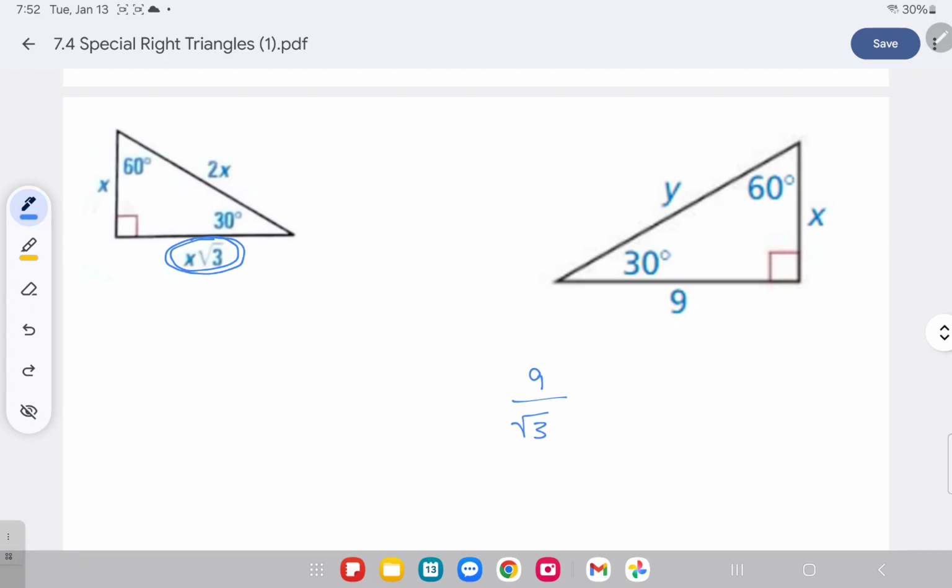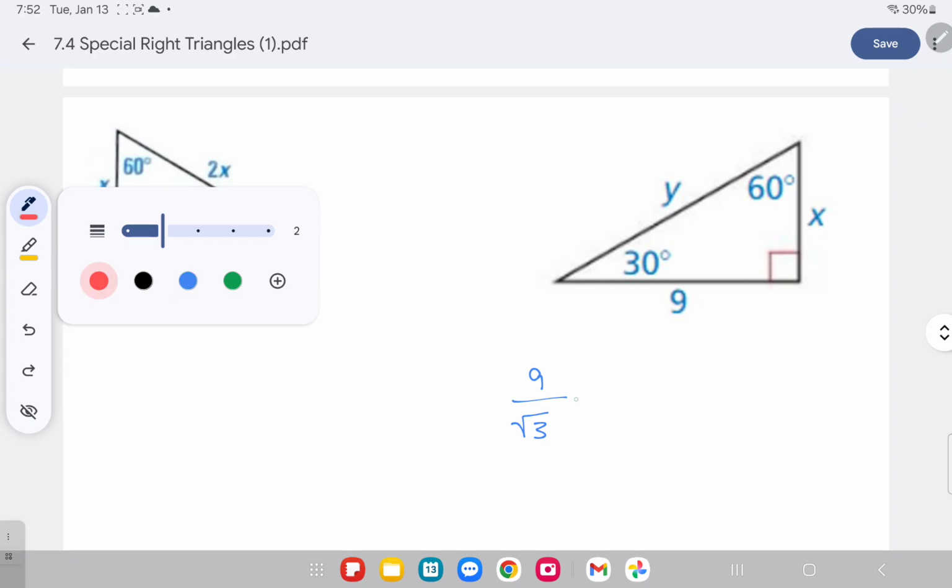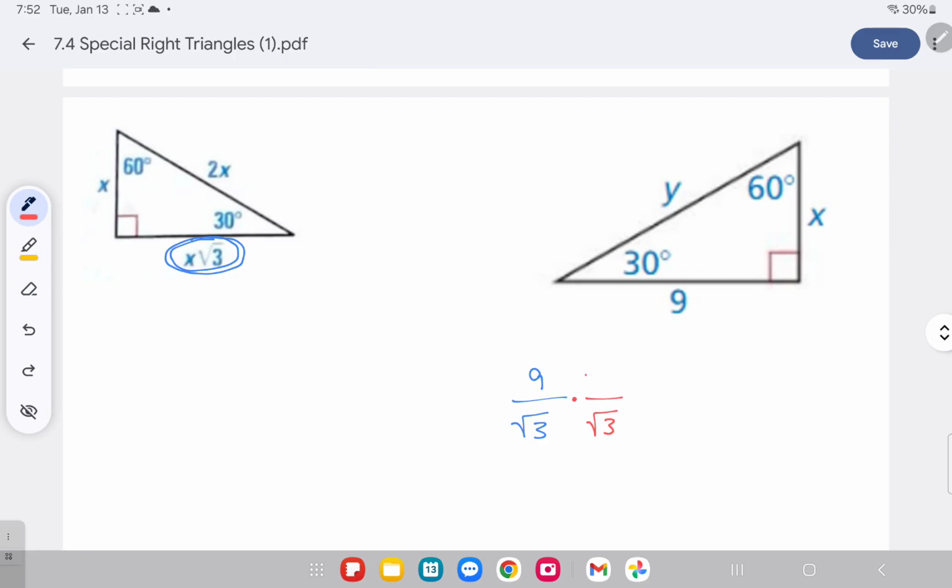And just like we did with the 45, 45, 90 triangle, we need to rationalize this denominator. So we're going to multiply the numerator and denominator by that root 3. And what happens when we do that is in the numerator we get 9 root 3. And in the denominator we get root 3 times root 3, which is root 9. And root 9 is 3.